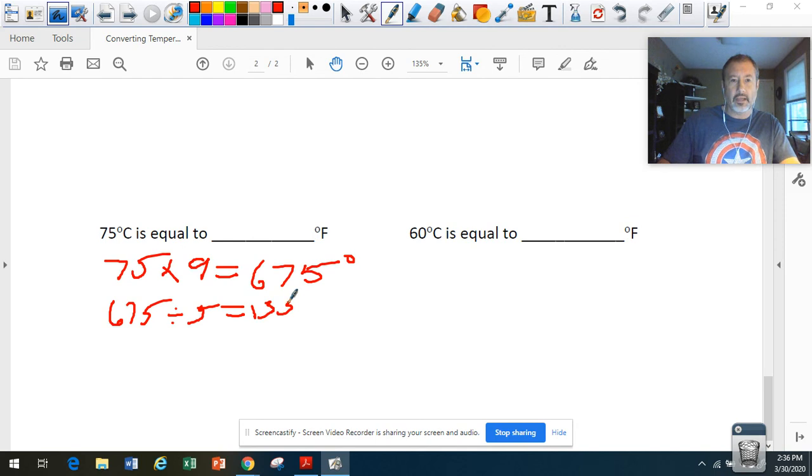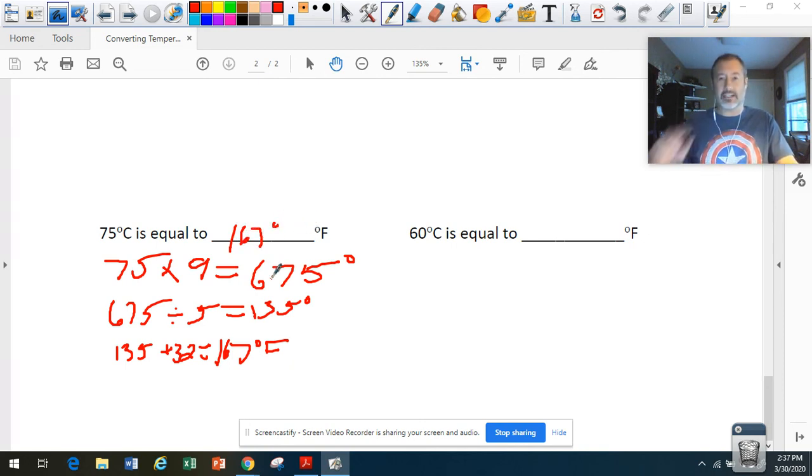Now, as you know, the last and final step we do, we add our 32 to that. Add the 32 to this here, and this will equal 167 degrees Fahrenheit. So our final answer here is 167 degrees Fahrenheit. Very good. Last one here. Let's see how you did.